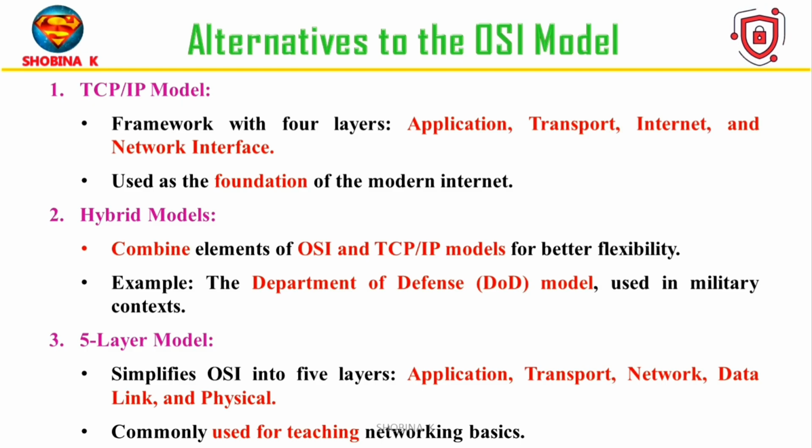And next, hybrid models. These models combine elements from both the OSI and TCP/IP models. It offers greater flexibility and adaptability. An example is the DoD model, which is used in military context and simplifies networking concepts for specific applications. And next, the 5-layer model. This model simplifies the OSI framework into 5 layers, which are application, transport, network, data link, and physical layer. It is commonly used in educational settings to introduce fundamental networking concepts.